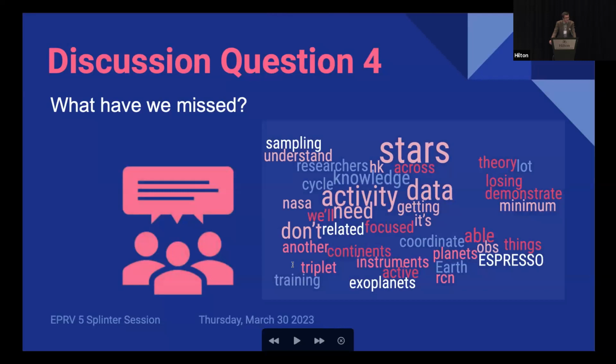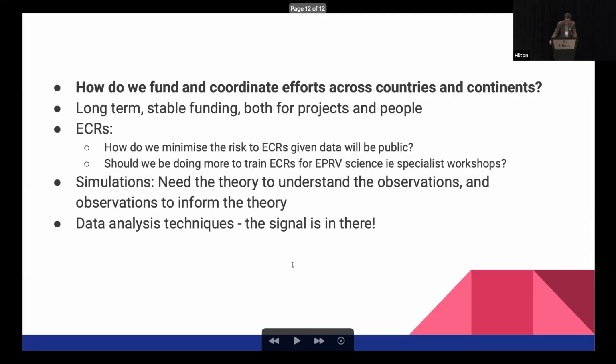And then the last question was kind of a catch-all. What have we missed? Again, some words there. Take from that what you will. But one of the main points was, how do we fund and coordinate efforts across these countries and continents? And this is something that would take a lot of thought, effort, stable funding for long periods of time, both projects and people. And again, focusing on early career researchers and how we can minimize risk for them.